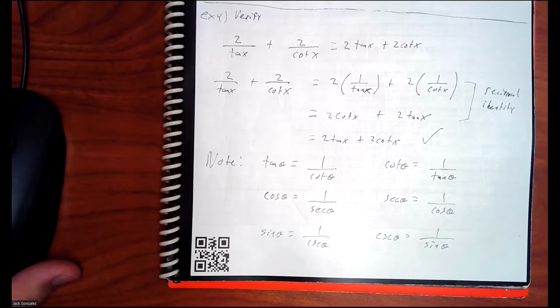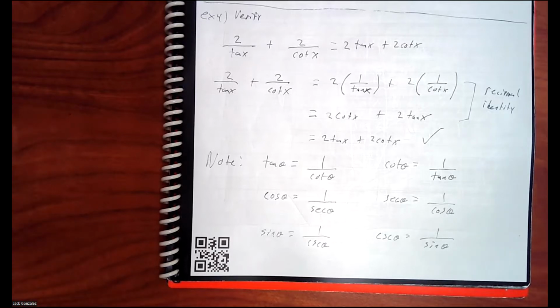Anyway, do you get the idea on these problems? So the approaches you're going to see is change tangent to sine over cosine. If you see fractions, get a common denominator and add them. That's usually a good place to start. Sometimes multiplying by a conjugate helps, but I don't think it's very common.